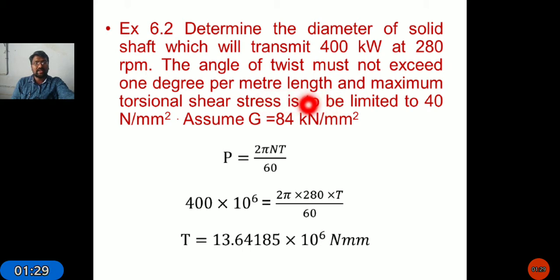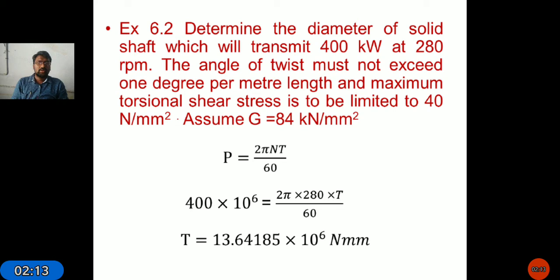You need to convert degrees into radians, so by multiplying by pi by 180 we can convert degrees into radians. The maximum torsional shear stress is limited to 40 Newton per millimeter square. Okay, maximum shear stress is given as 40 Newton per millimeter square. And finally, the G value, modulus of rigidity, is 84 kilonewton per millimeter square. We can convert kilonewtons into newtons, that is 84 into 10 cube Newton per millimeter square. From this, first we note down the required data.